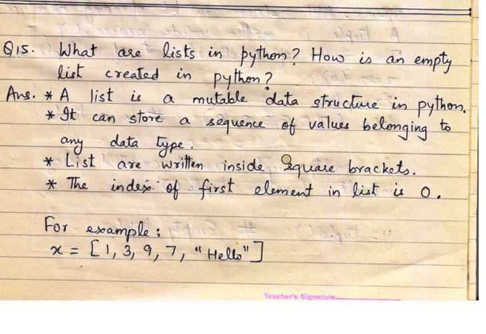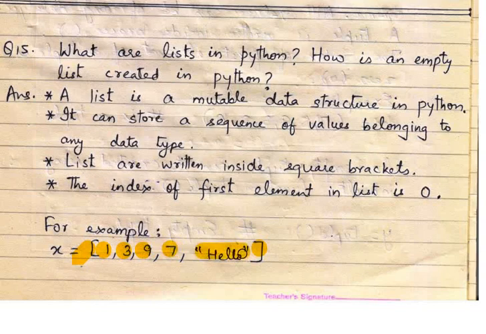Lists are written inside square brackets. You can see that square brackets are used here. Square brackets are used here. So lists are always written inside square brackets. And the index of the first element in a list is 0. Then the index of the second element is 1. Then the index of the third element is 2. The index of the fourth element is 3. And the index of the fifth element is 4.